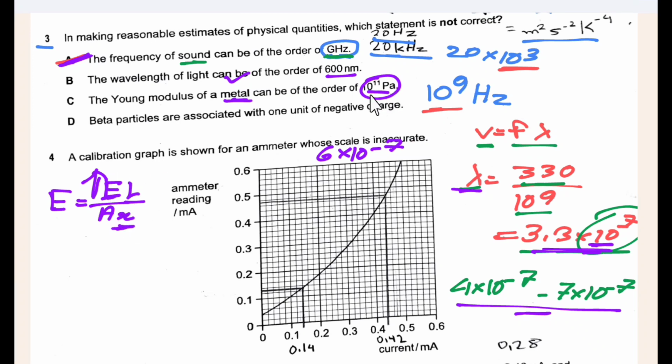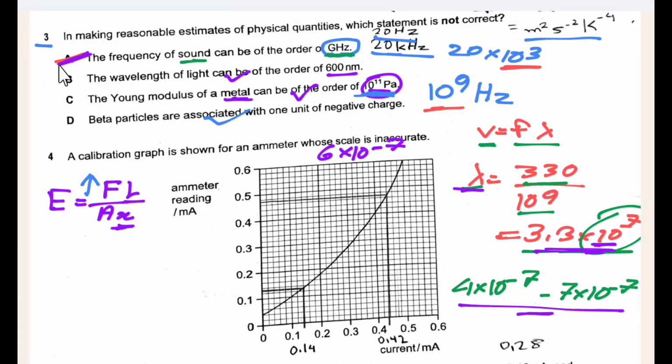So yes, this statement would be correct, and due to this large amount of force needed, the Young modulus must be high. So this statement is also correct. Then beta particles are associated with 1 unit of negative charge. Yes, this statement is correct because beta particles are also negative charge.